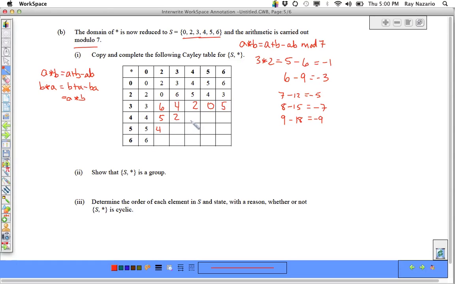I've got 3, 0. I don't know what that is, but I know this will be 0, 3. I've got a 5 here. I've got a 5 here. So we don't have to do too many more. 4 star 4 is going to be the sum minus the product. And that's going to be 6. 4 star 5 is the sum minus the product. That's negative 11. That's 3.